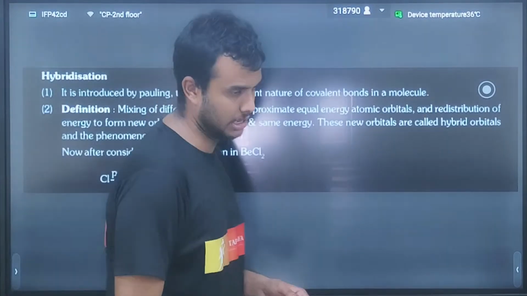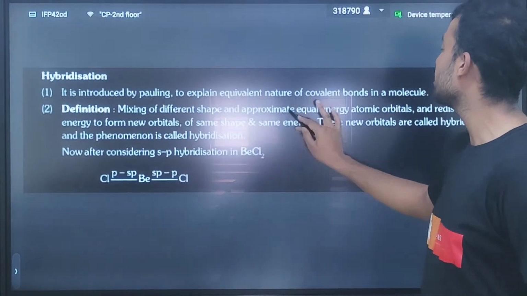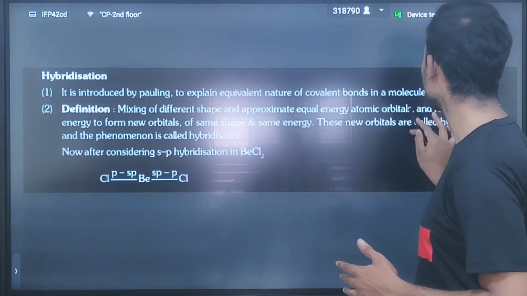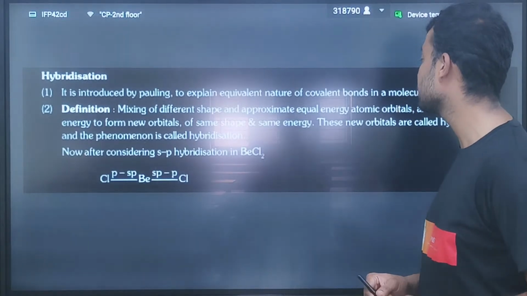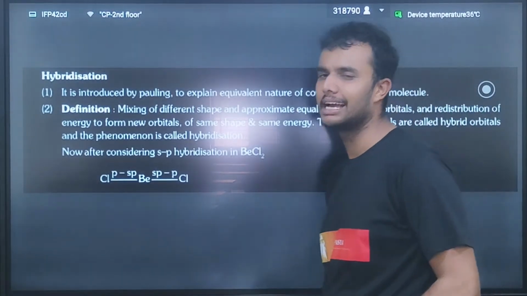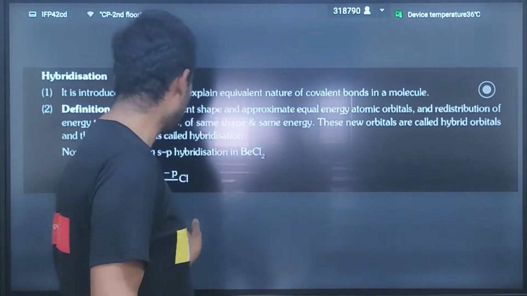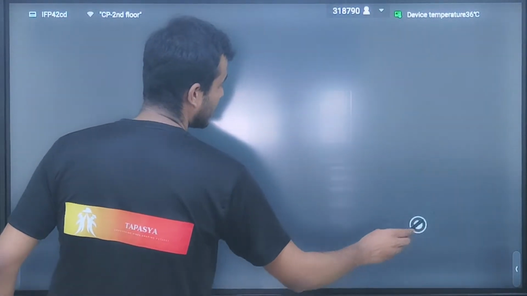Hybridization means look here. Hybridization means mixing of different shape and nearly equal energy atomic orbitals and formation of new orbitals of the same shape and the same energy. These new orbitals are called hybrid orbitals. Very simple guys. For example, my dear students, let's take one example.